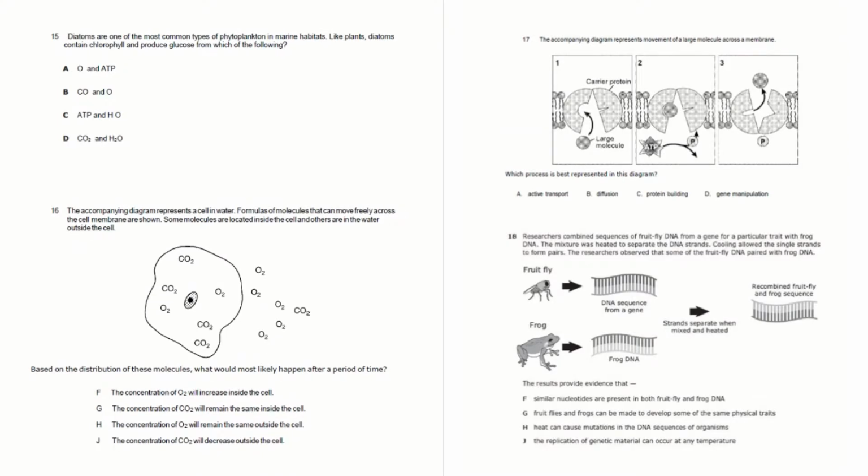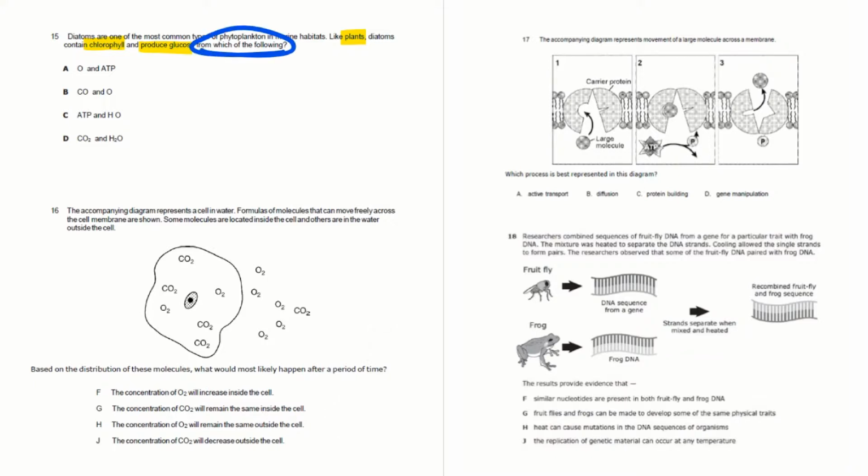Number 15. Diatoms are one of the most common types of phytoplankton in marine habitats. Like plants, diatoms contain chlorophyll and produce glucose from which of the following? So, very important here. Even if you don't know what diatoms are, they're telling you that they are like plants and that they contain chlorophyll and produce glucose. They want to know, what do they produce that glucose from?